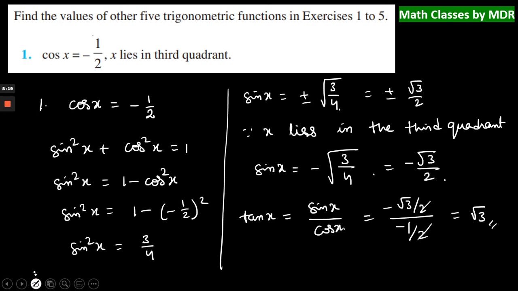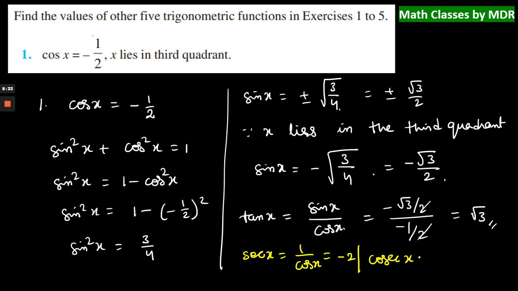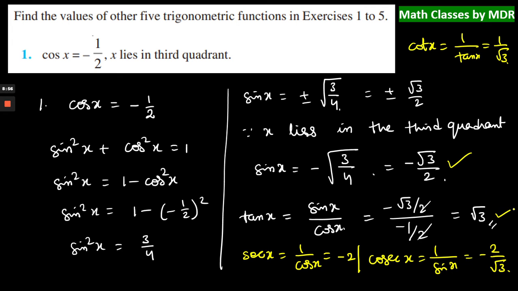So what is secant x and cosecant x? Secant x is 1 by cos x, which is equal to 1 by minus 1 by 2, that is minus 2. And cosecant x is 1 by sin x, which is equal to minus 2 by root 3, right? And to get cot x, it is 1 by tan x, which is equal to 1 by root 3. So these are the other 5 trigonometric functions: sin x, tan x, secant, cosecant, and cot.